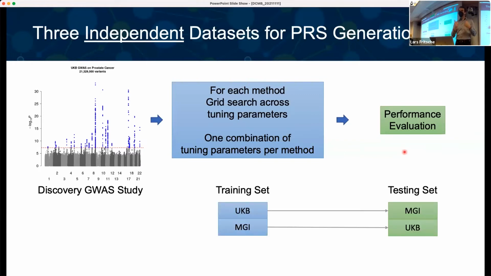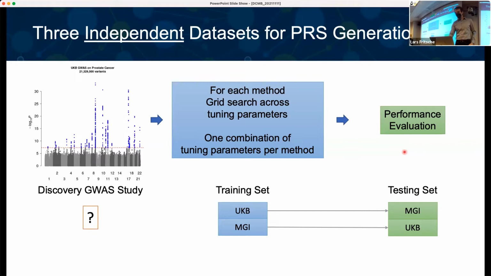So you can use the Leuka Biobank as the training set, and use MGI as testing, or vice versa, MGI as training and Leuka Biobank as testing. But then the question is, where do you get the discovery GWAS? And we found that it's specifically hard to find those summary statistics online that are freely available.